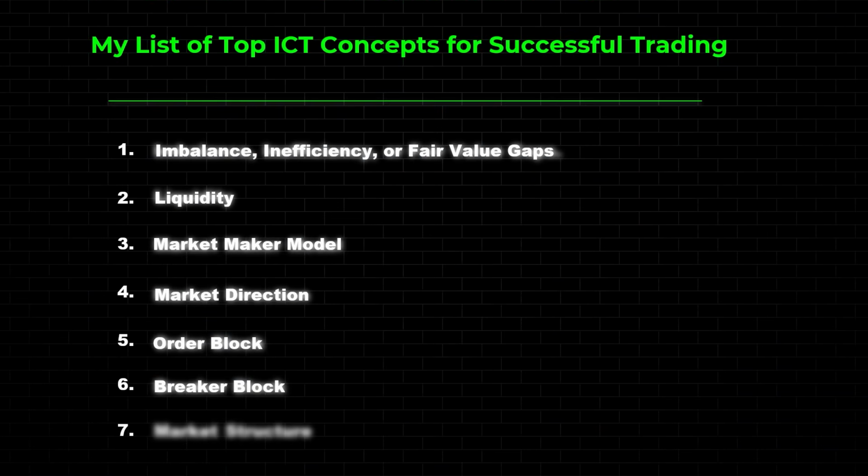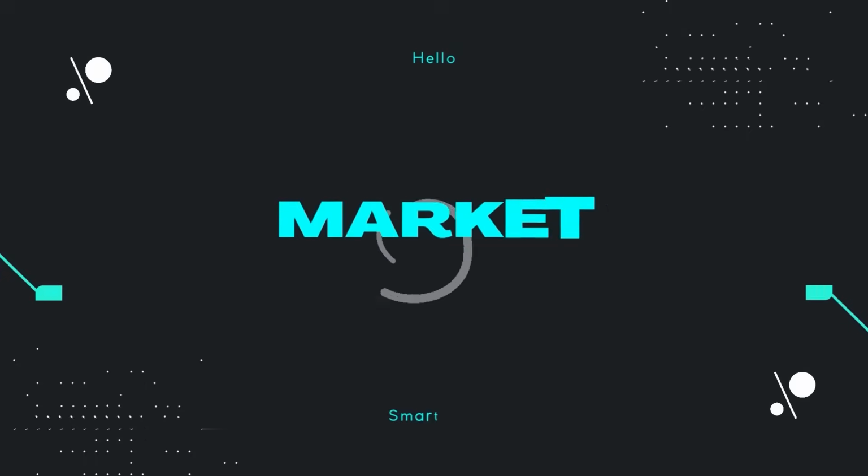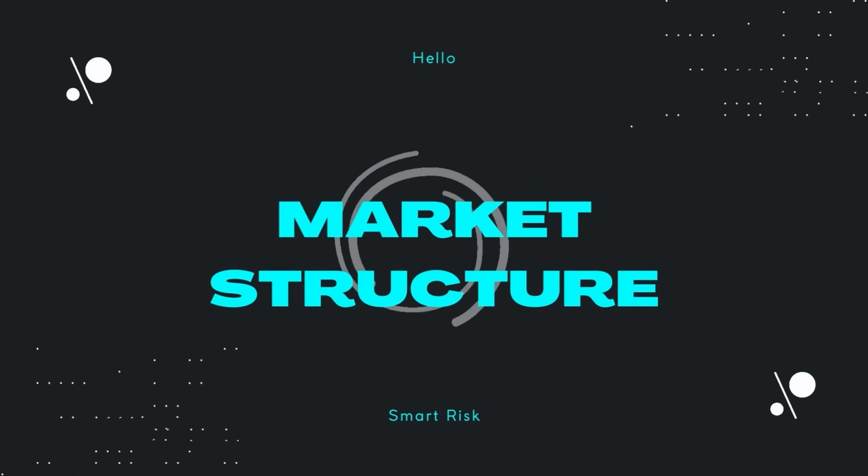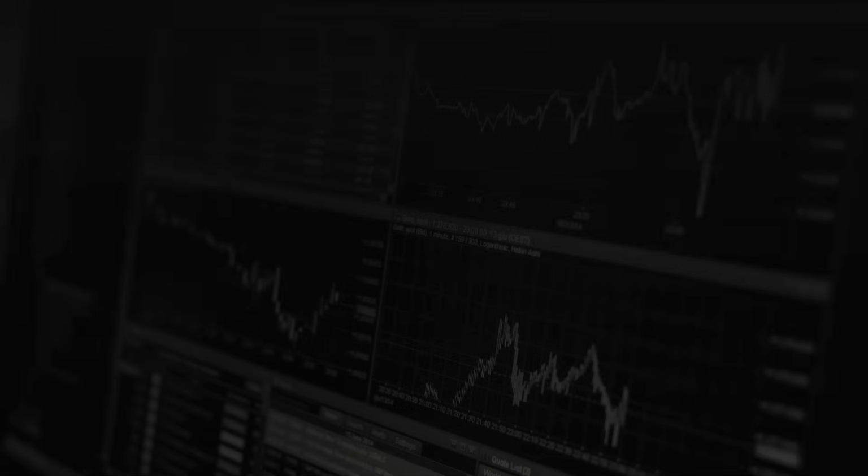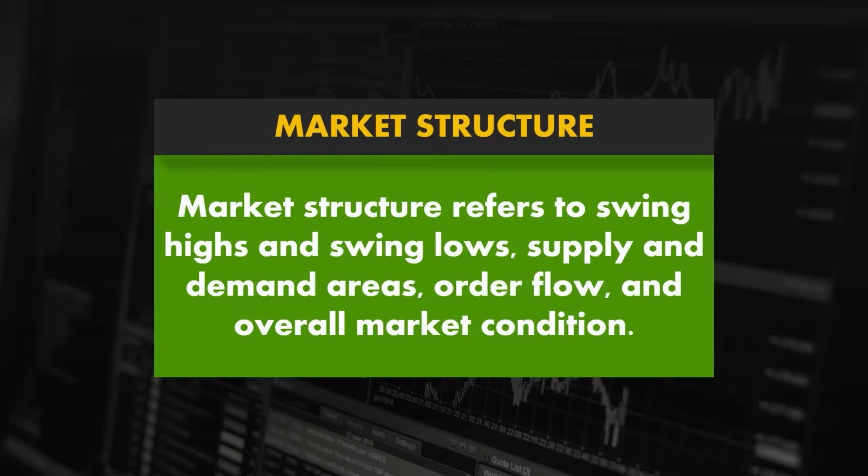The last concept on the list is the market structure. Now, what is the market structure exactly? Market structure refers to swing highs and swing lows, supply and demand areas, order flow, and overall market condition. We have 2 market behaviors, trending and ranging market.